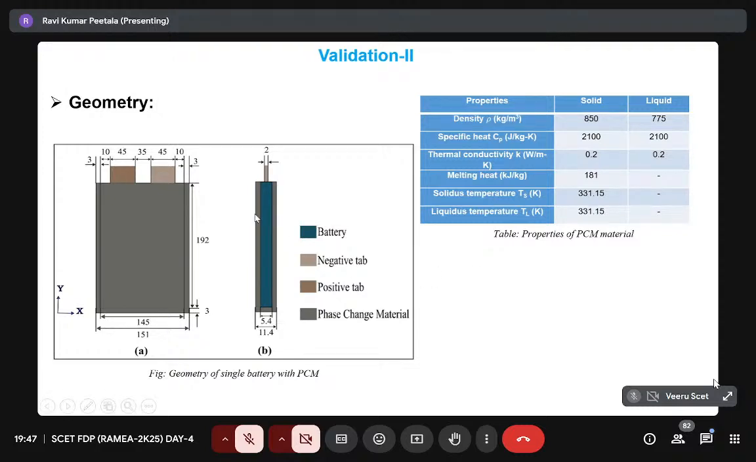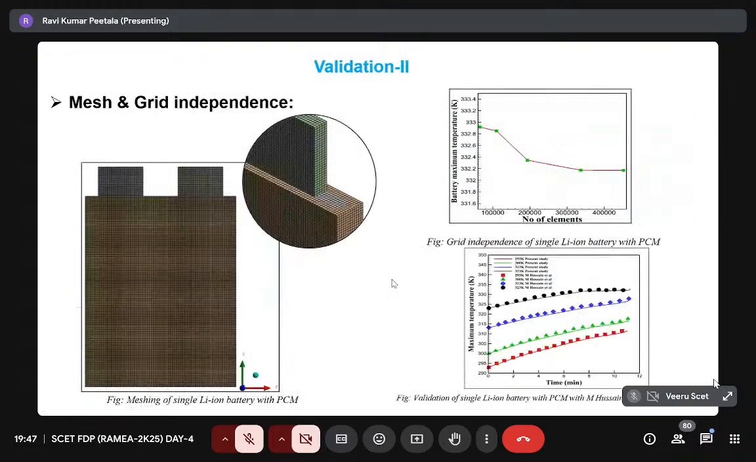The thickness of my PCM is 3 mm, and this is the geometry. This is the side view and this is the front view, and these are the materials. There is a positive and negative tab, the battery material, and the PCM material that we use. So we validated with other literature.